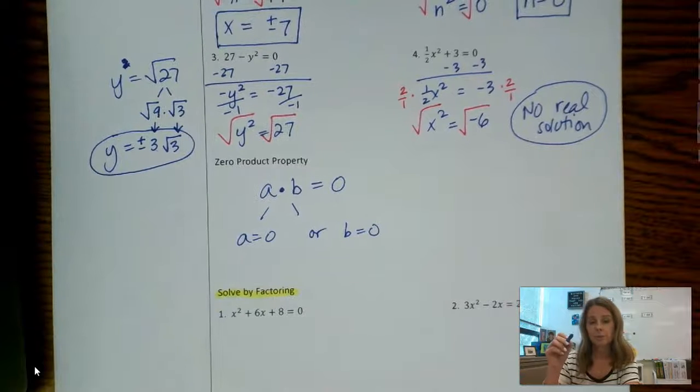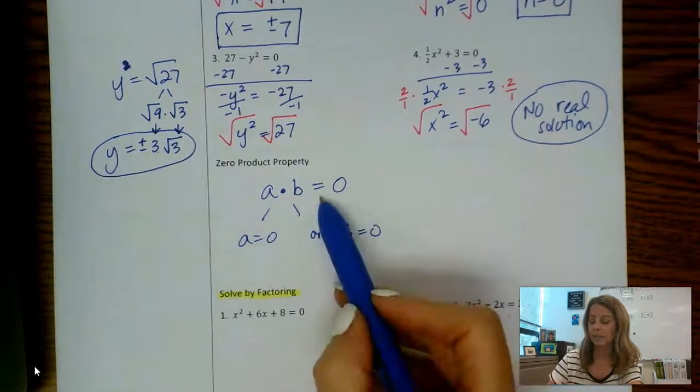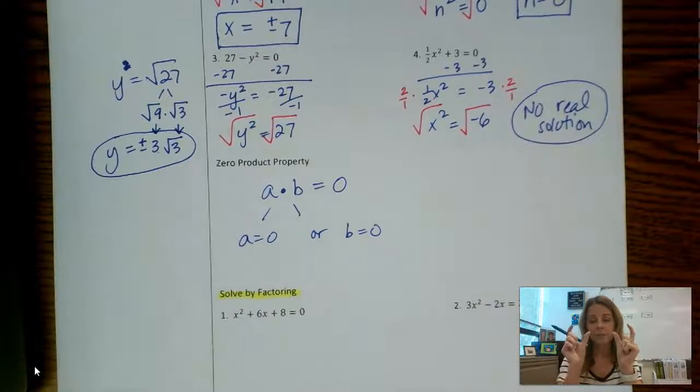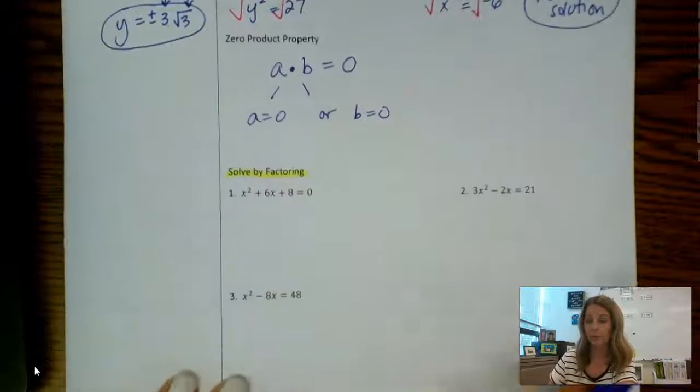When we get to a situation where we are factoring and we get two sets of parentheses equal to 0, one of those sets of parentheses has to equal 0 in order to multiply and get a 0. Okay, so I will reference back to that.